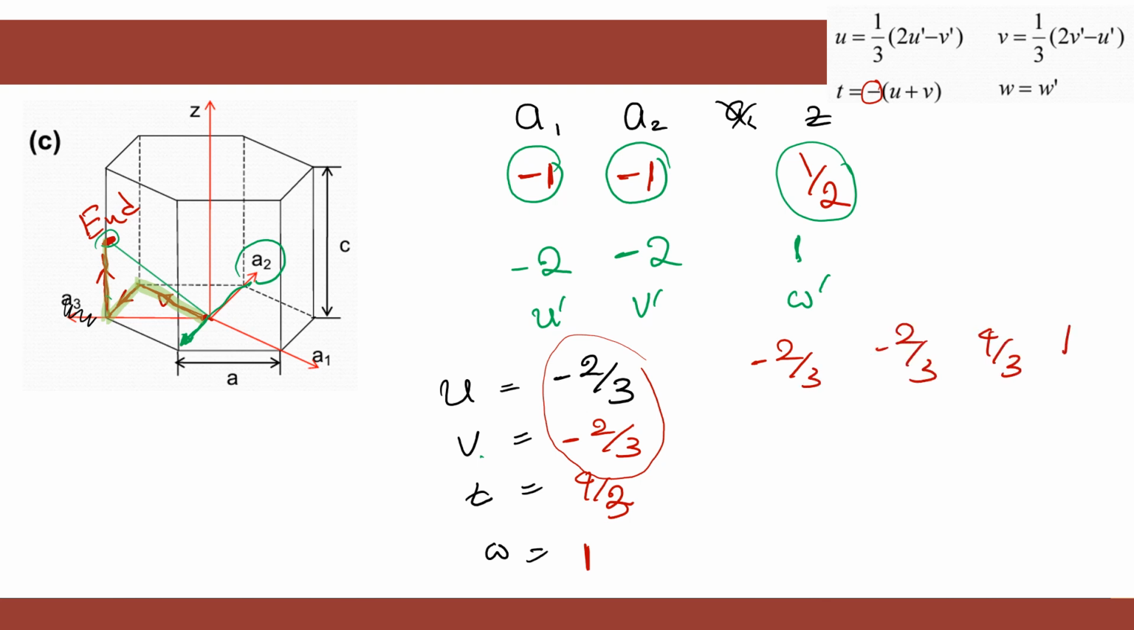So we have to times by 3. So we have -2, -2, 4, and 3. So when we put it like this, am I right? Is this right? Do you understand this? Yeah.